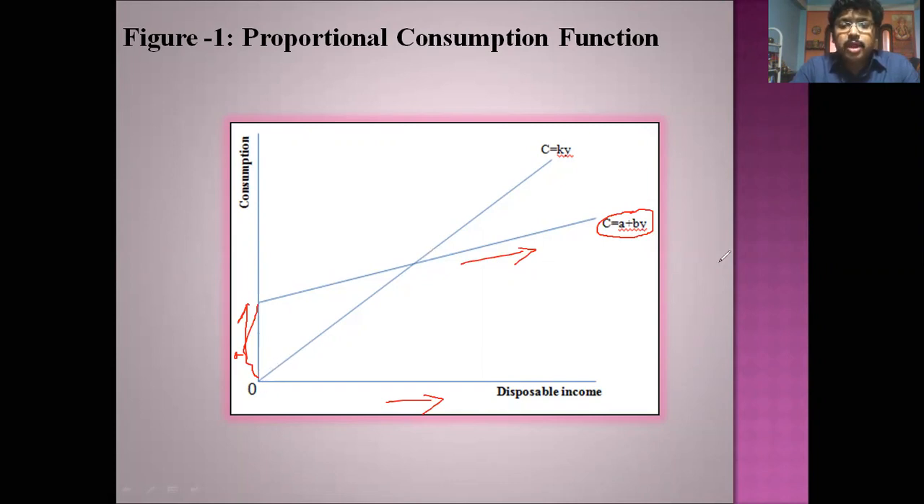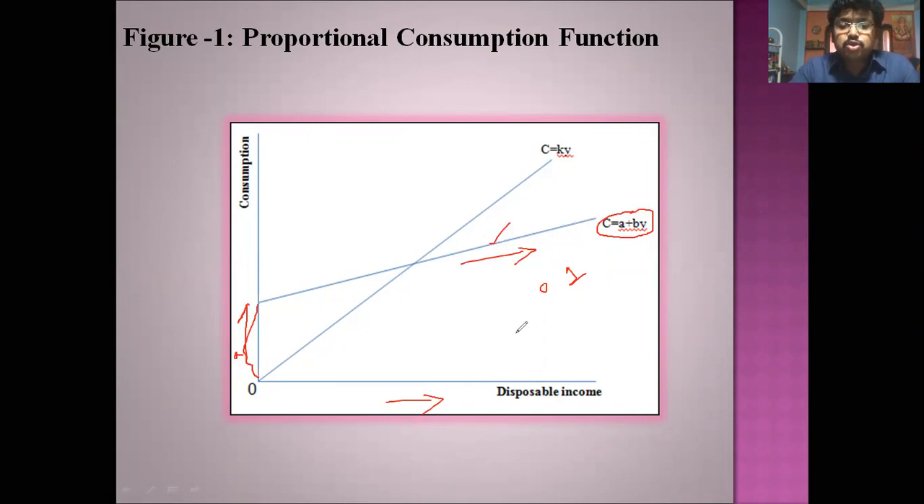B is nothing but the marginal propensity to consume, that is the slope of this curve. Now look, the marginal propensity to consume, as Keynes said, lies between 0 and 1. The slope represents this. As income increases, consumption will increase. As there is an increase in consumption, savings also increase. So the marginal propensity to consume lies between 0 and 1. This supposition has been proved by this line.